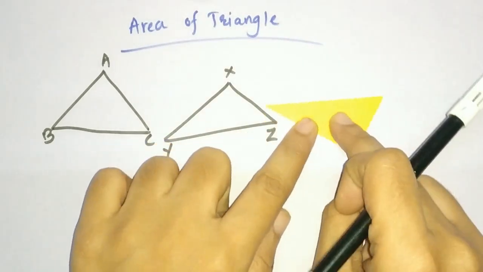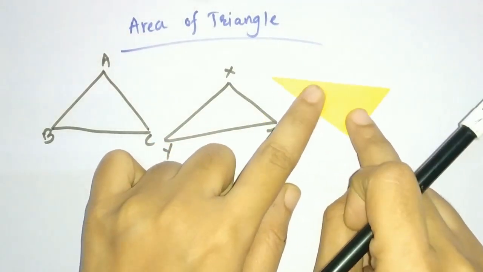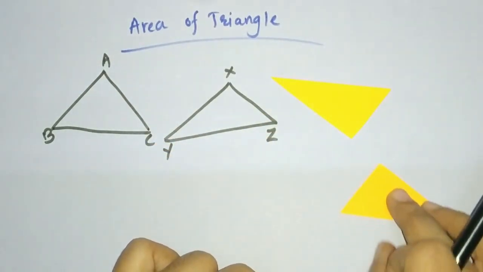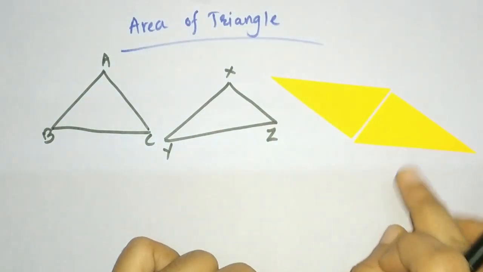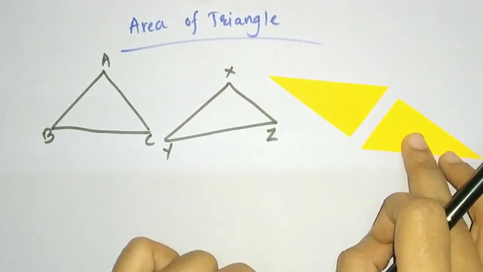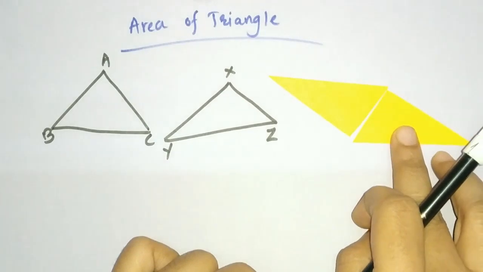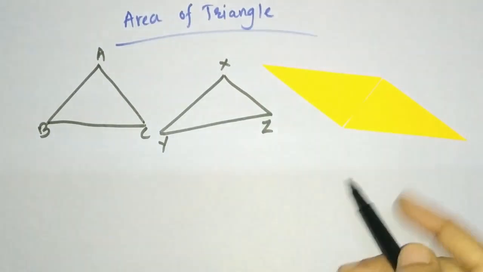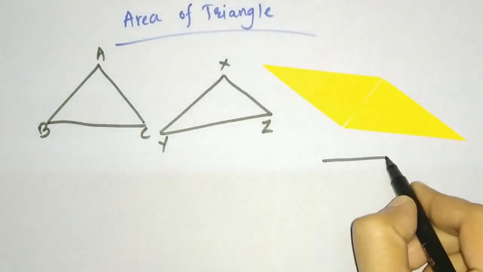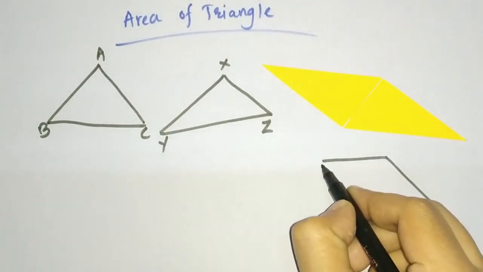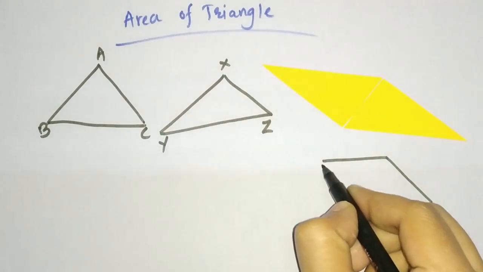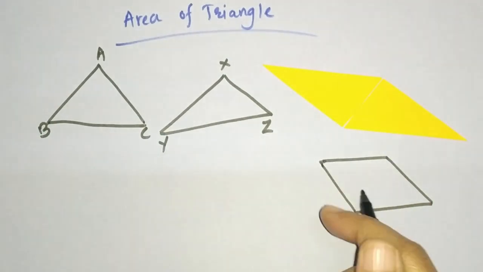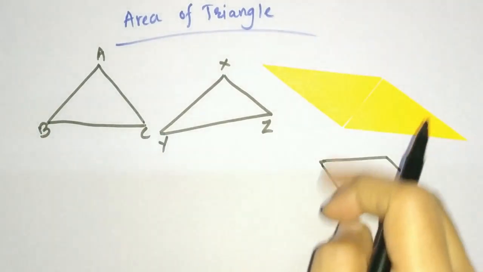Suppose this is triangle ABC, I'm going to place it here, and this is one more triangle, XYZ. So friends, I'm going to arrange these two triangles like this. If you observe what kind of shape it is forming, yes, it is forming a parallelogram. So you are going to get a parallelogram like this. Now if you focus, this figure is a parallelogram.